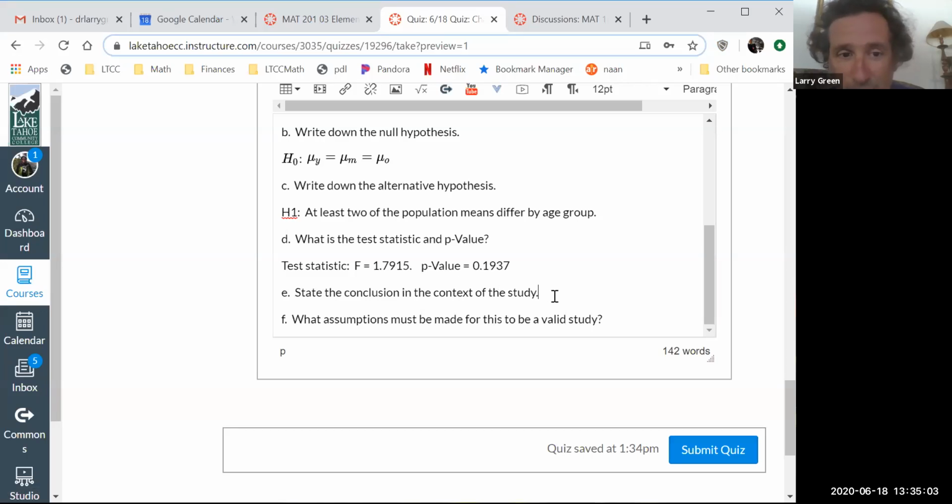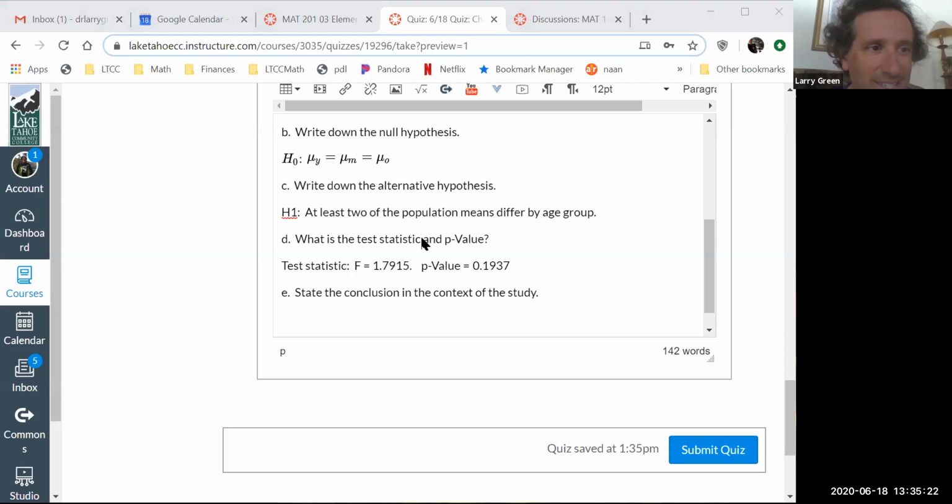Okay, let's go to part E. State the conclusion in the context of the study. If you don't know the first couple words of the conclusion, you haven't been paying attention for months. Because it's always the same. This is a hypothesis test. So how does it start? Yeah, there is. Statistically.